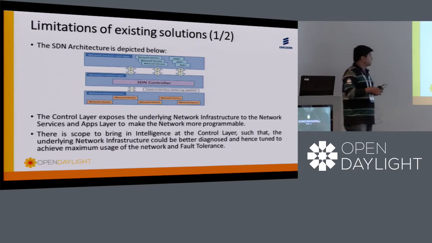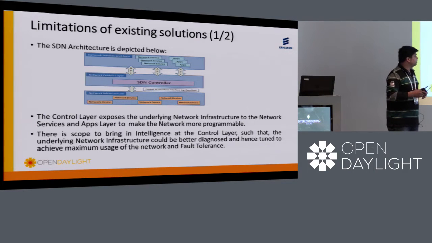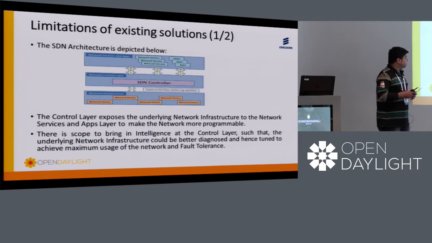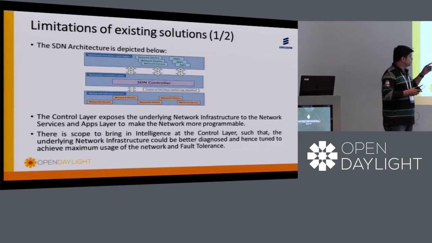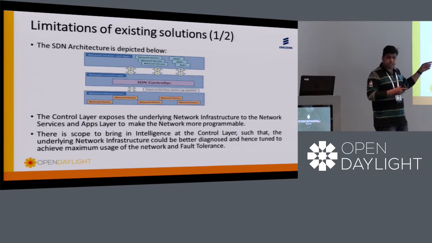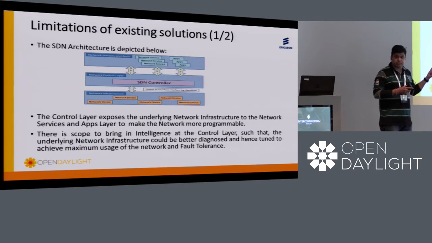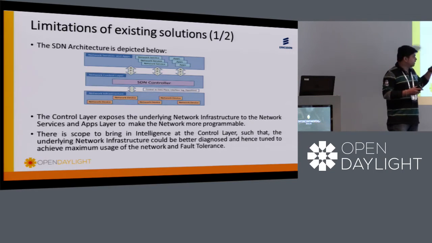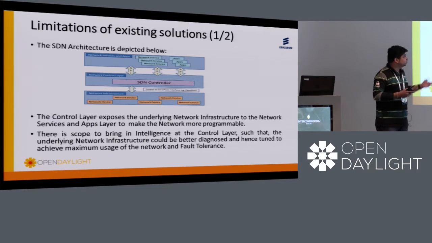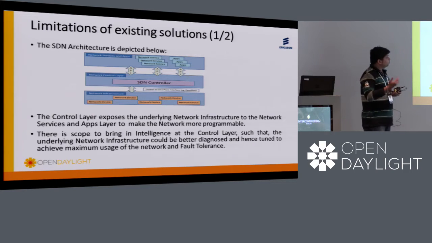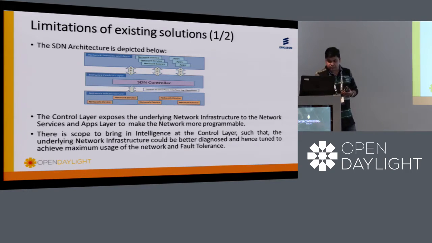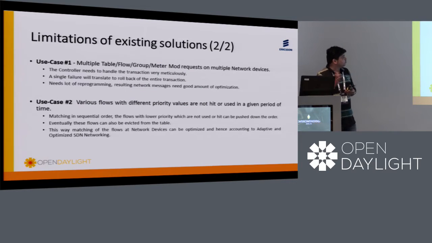So the limitation is the controller layer exposes the underlying network structure to the apps, but there is a scope where we can do a continuous diagnosis of the network infrastructure layer, and these diagnostic results can be used by the controller to make the underlying layer more optimized. How this can be done, we'll go through the features exposed by the 1.4 spec. But before going into that, let's see the limitations in the form of use cases.